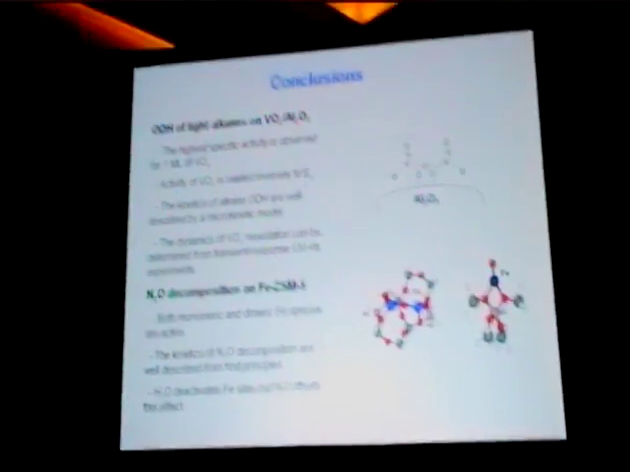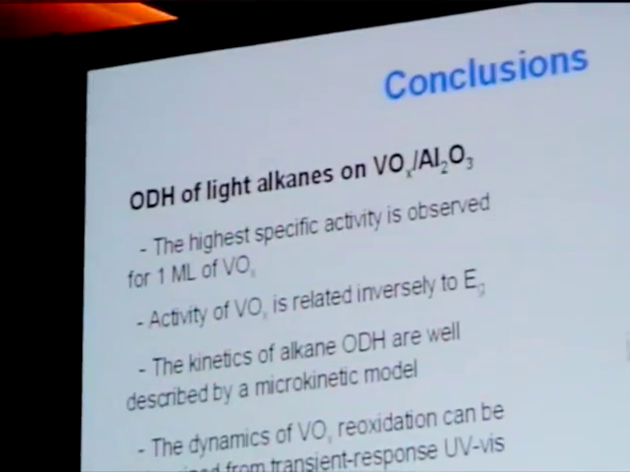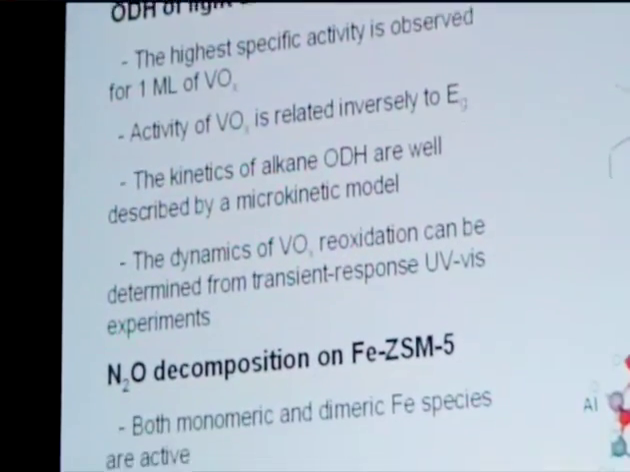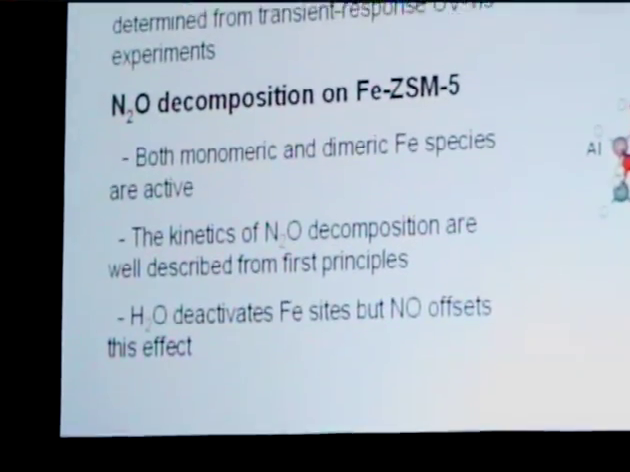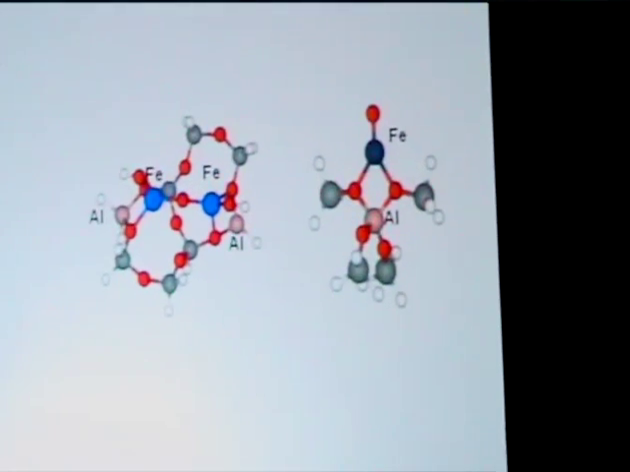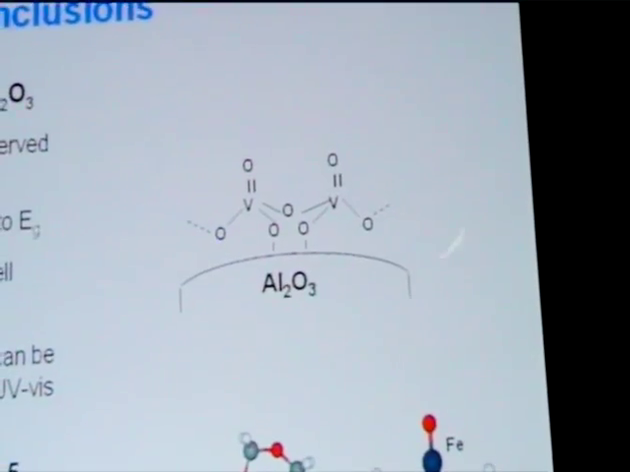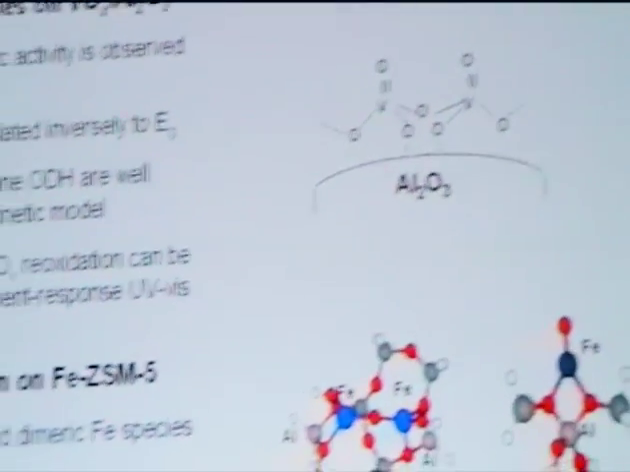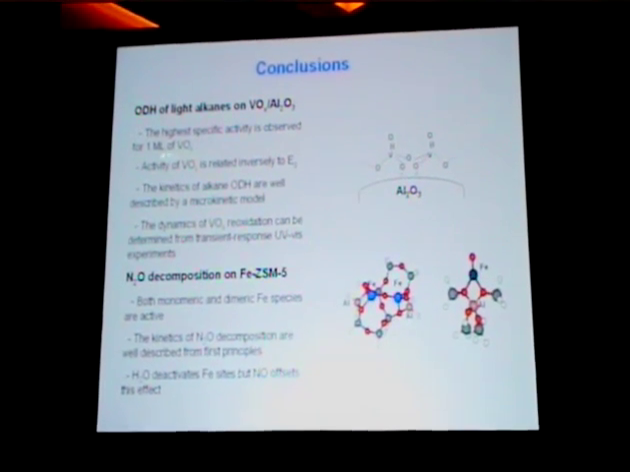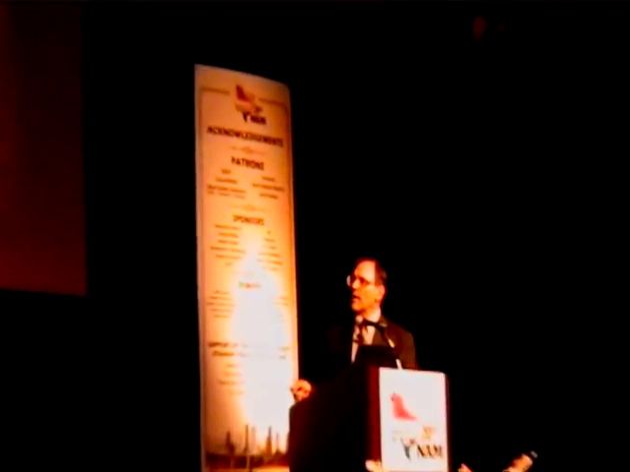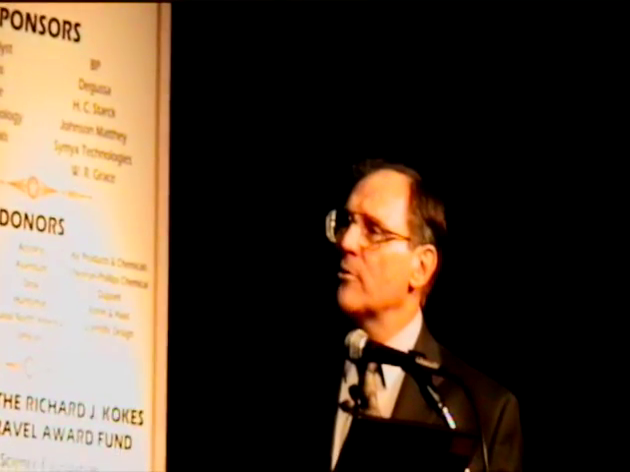So I've shown you many results, all relating to how one can take apart complex chemistries happening on catalyst surfaces using both experiment and guided by theory. In the first example, relating to ODH, oxidative dehydrogenation of alkanes, we've shown you that the highest specific activity is observed near one monolayer, where you get these polyvanadates. This activity is inversely related to the band edge energy, and why. The kinetics are well described by a microkinetic model, and the dynamics of VOx reduction and reoxidation can be understood from UV-visible experiments, transient response experiments.